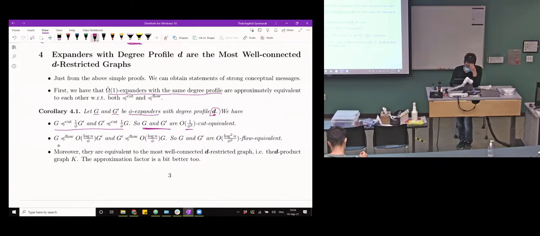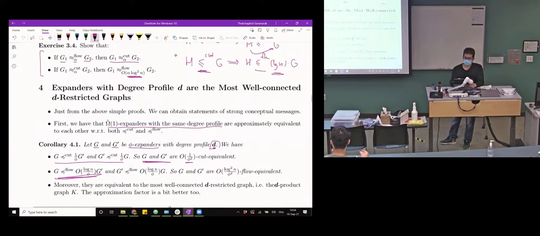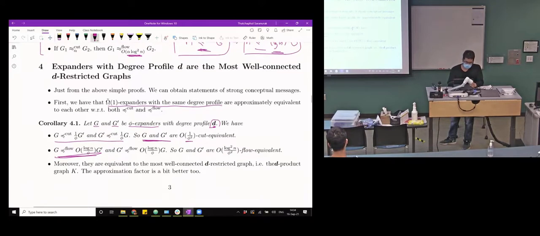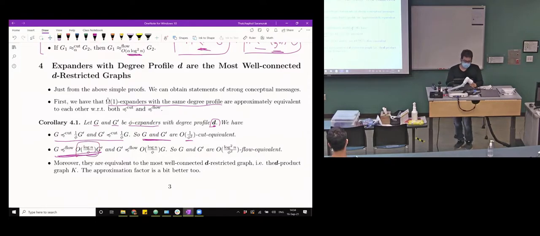How do you get this? Because of the previous case. Right, because if you have a relation for cut, you get the same relation for flow with a log n factor. So you have this, and it's symmetric. You have both directions here, so they are flow equivalent with this factor.